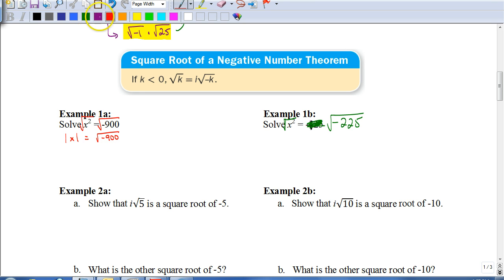Meaning that I'm going to have 2 solutions here. I'm going to have x could equal a positive and a negative. I'm just going to go ahead and take out an i now. So positive and a negative, i times the square root of 900. So now I have to figure out what the square root of 900 is.